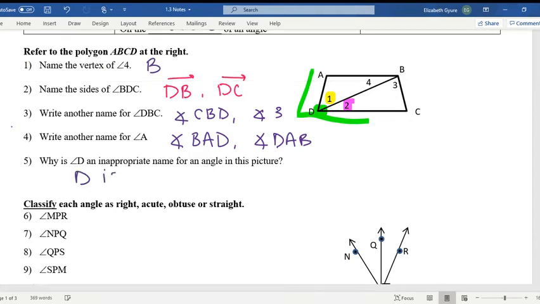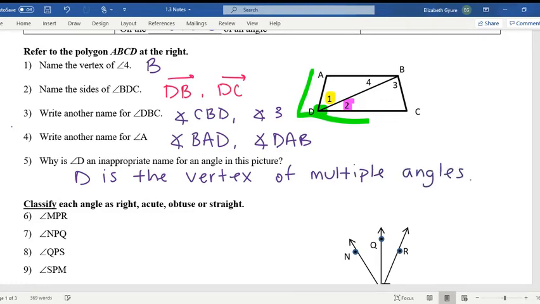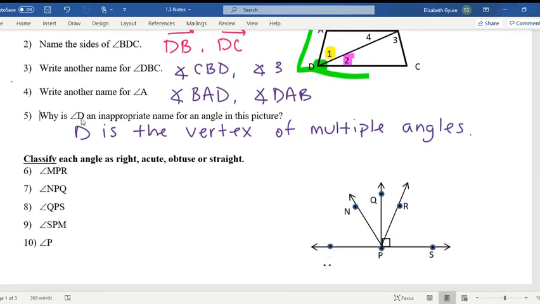D is the vertex of multiple angles. Okay. So that's why that would be inappropriate.